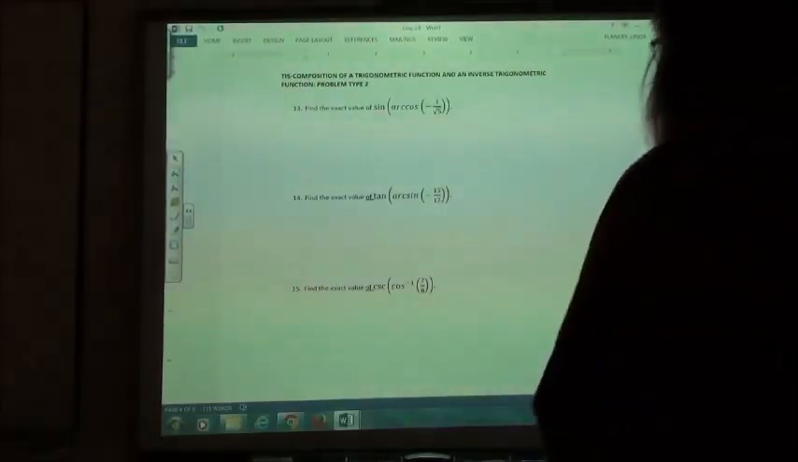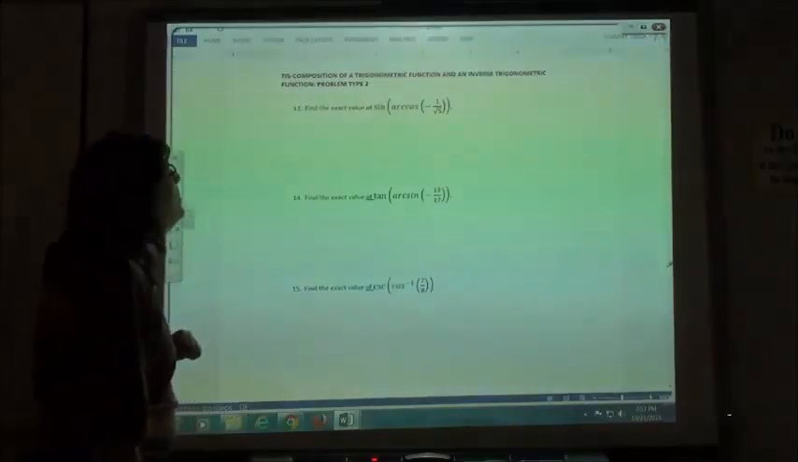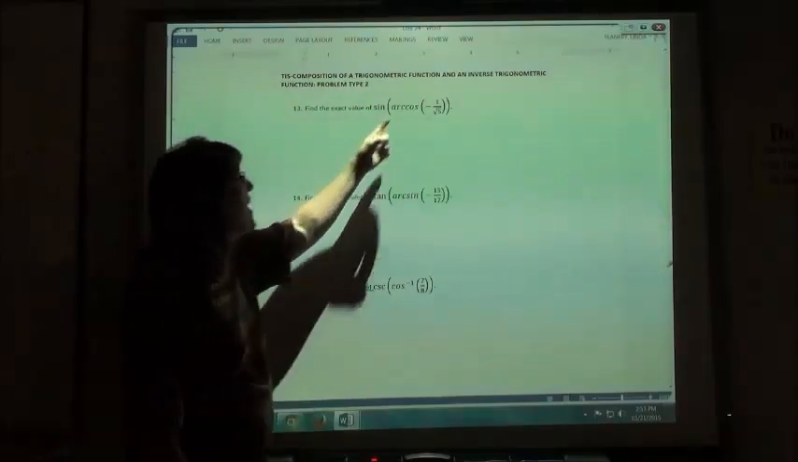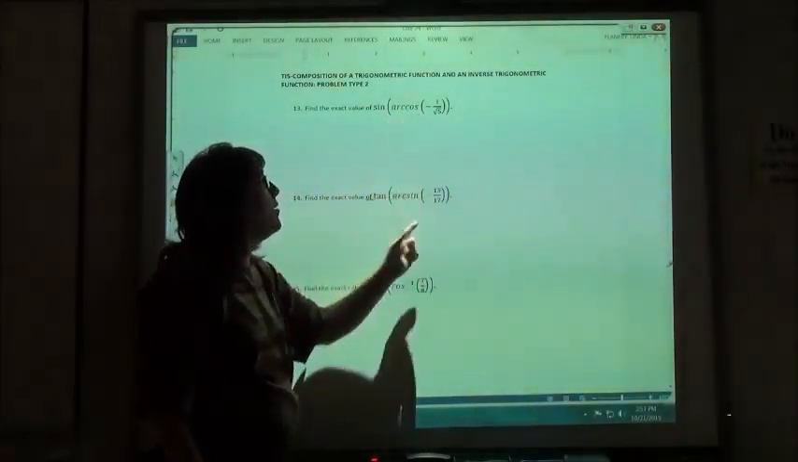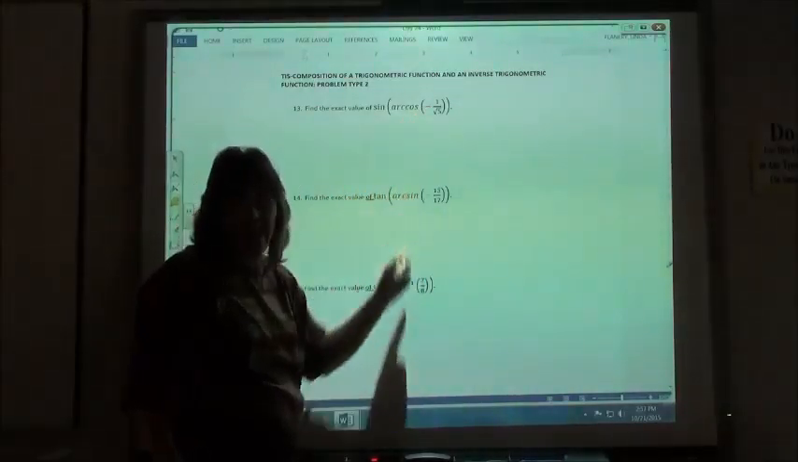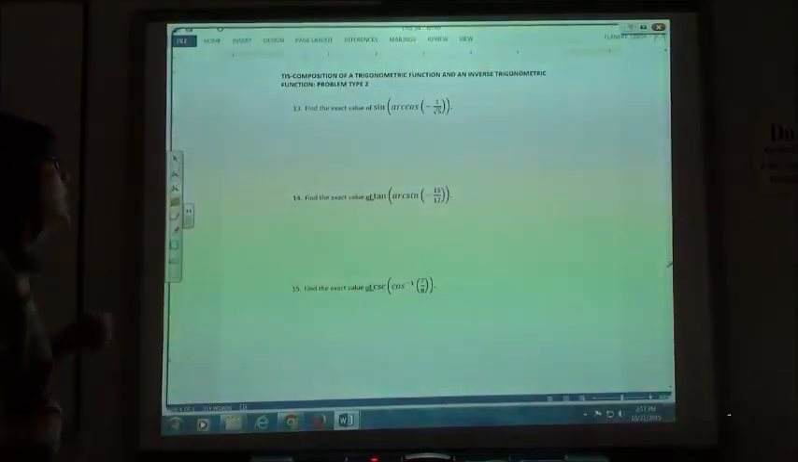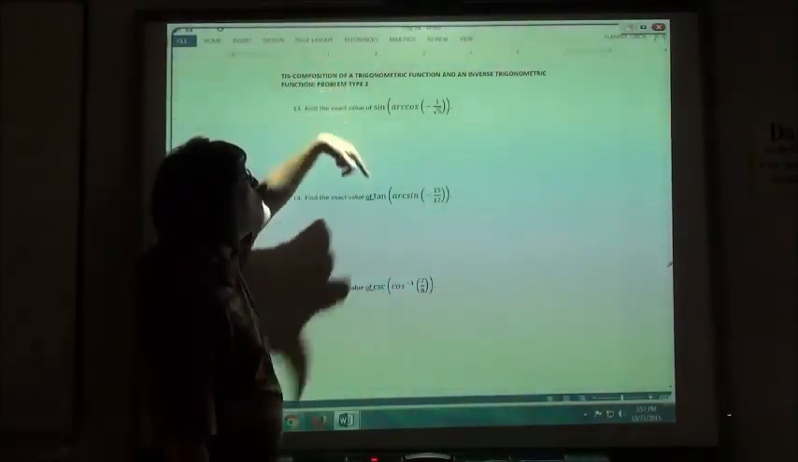So 13, 14, and 15, we're doing the composition of trigonometric functions, problem type 2. Instead of using the table, since we're doing all the inverse functions first, we're going to draw our reference triangles. Notice none of these have pi in them, like on the previous ones where you had radian measures. So that's my hint or my sign to know which one I'm doing.